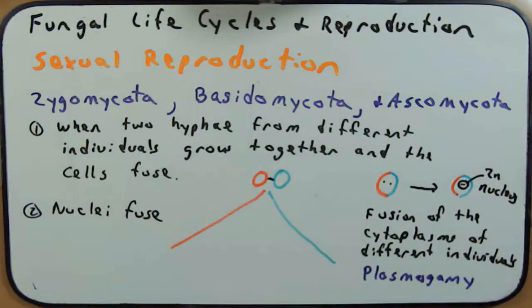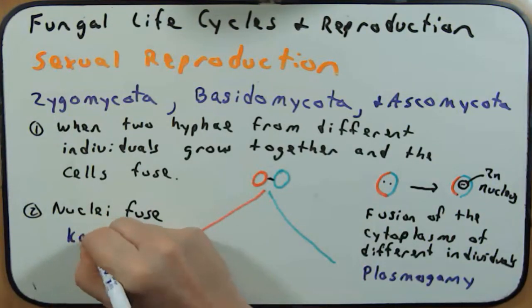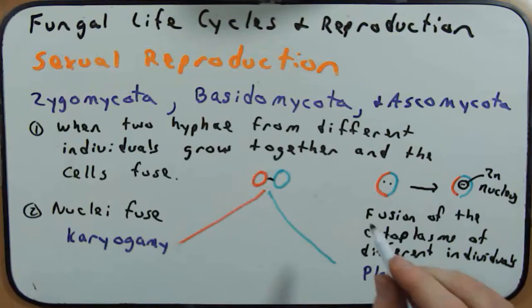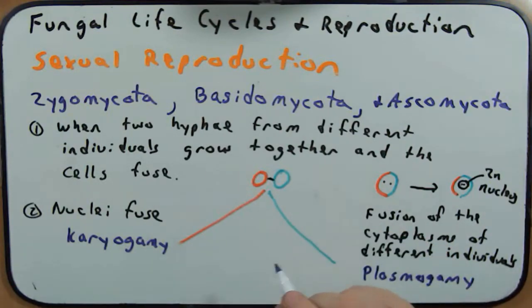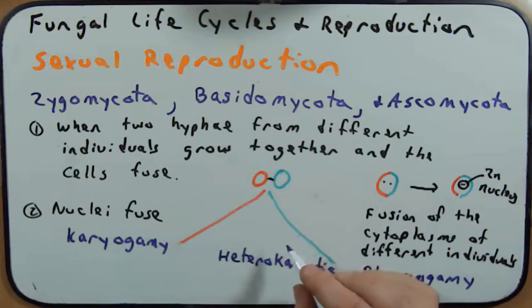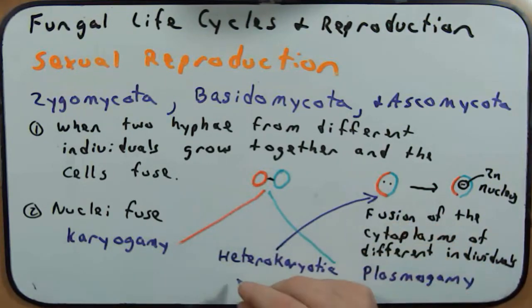And so that's nuclear fusion. When this happens, this is called karyogamy. The fusion of two nuclei is called karyogamy. So when the cells fuse and the cytoplasm mixes, that's called plasmogony. And then when the nuclei fuse, that's called karyogamy. I'm going to throw one more term at you, and that is the term heterokaryotic. And I've kind of run out of room here, so I'm just going to write it down here. But a heterokaryotic cell is what we would call this cell here. It is the cell that results after plasmogamy.